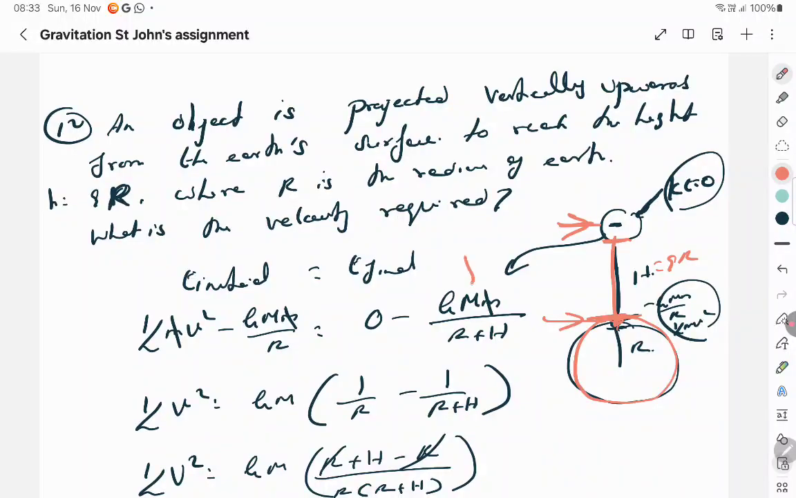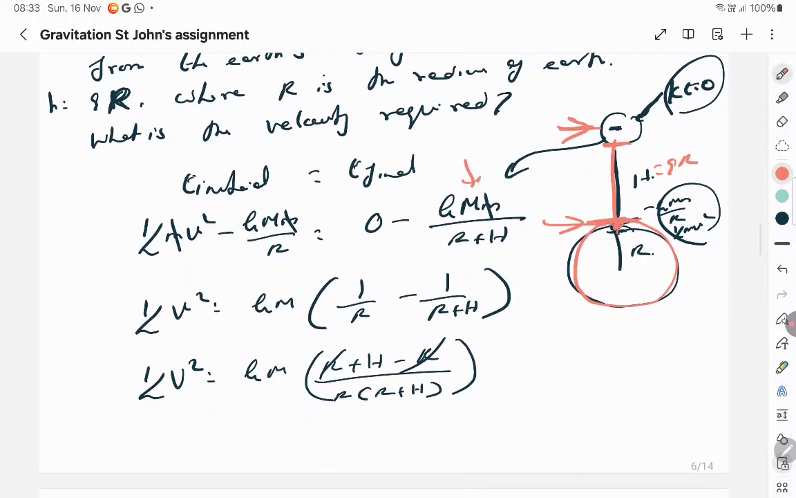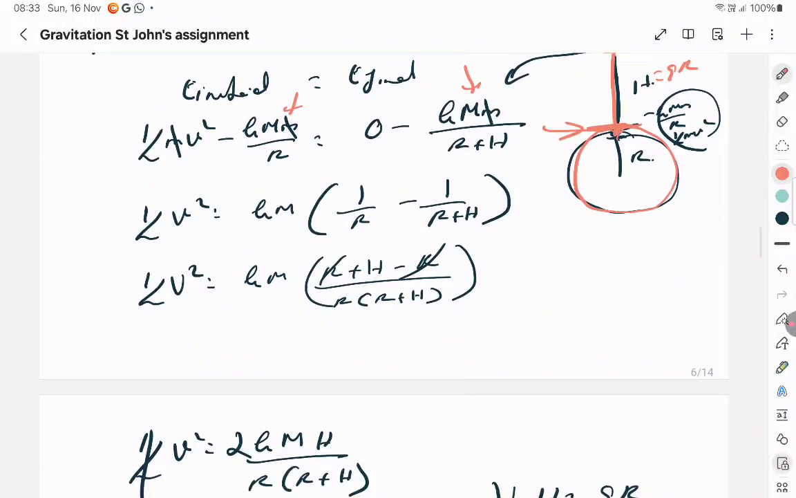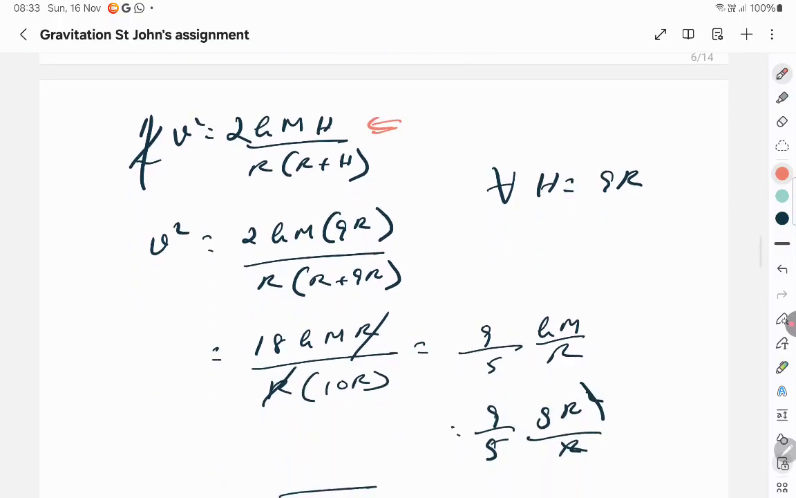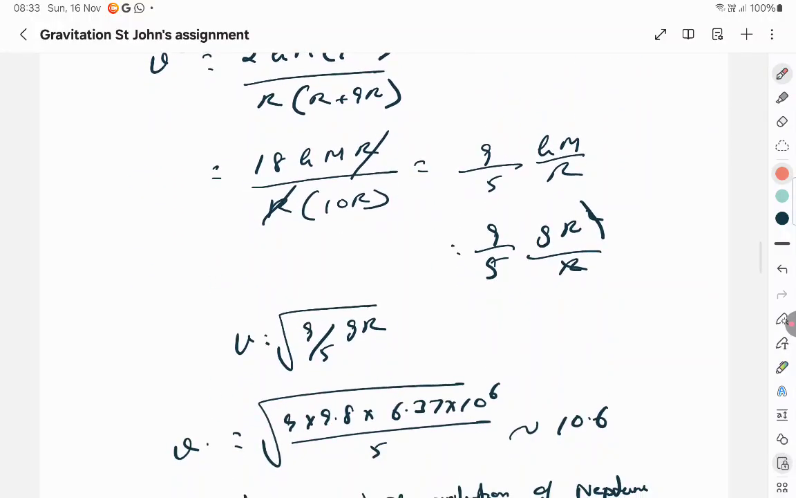The difference is the potential energy, minus G capital M small m by R plus h, whereas here it is minus G capital M small m by R. Thus you can find the energy with which you are supposed to project, or the velocity, if you do this calculation. Taking it to the other side, finding the LCM and cancelling, you get a simple formula which is this, and in the place of h you can substitute 9r and hence find the velocity, just plug in the values.